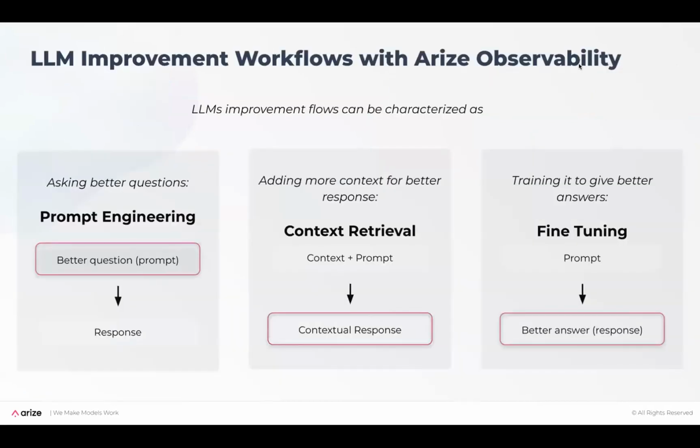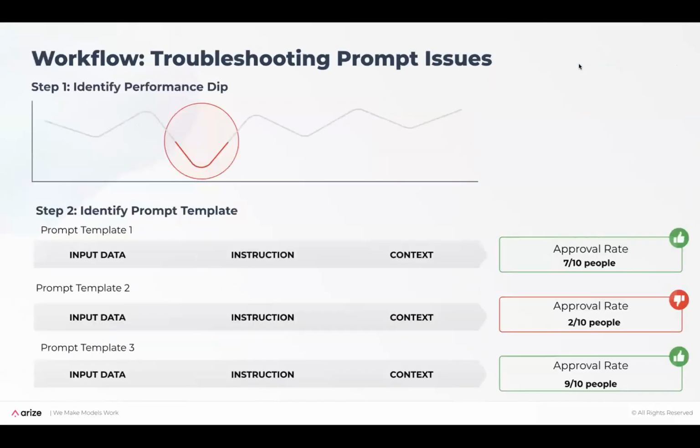So these are some improvement workflows that we offer at Arise. Now there's a lot of other workflows you can use. These are just 3 main ones. And so we have prompt engineering to ask better questions. We have improving context retrieval to get better responses. And then we have fine tuning to give better answers. And so I'm going to cover each of these in a little bit more detail, but these are the 3 we'll focus on. So starting with prompt engineering.